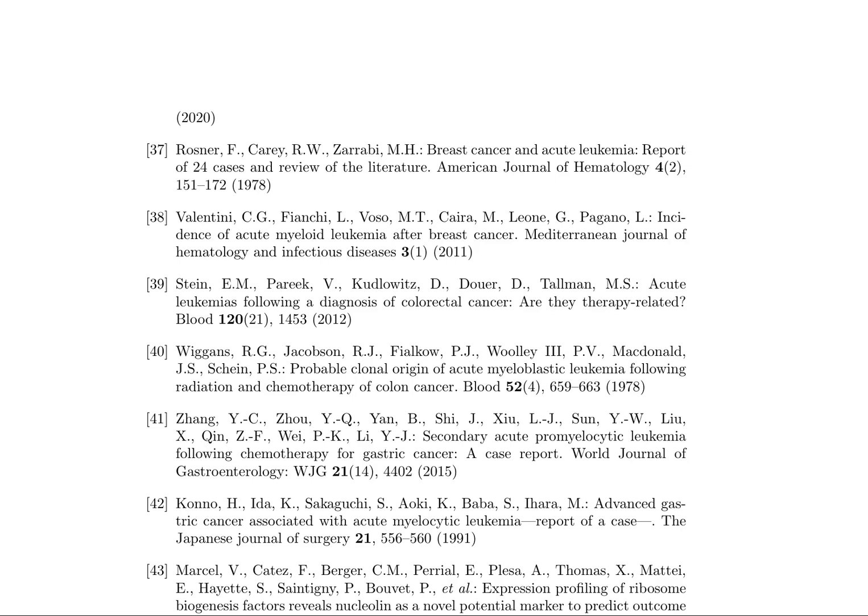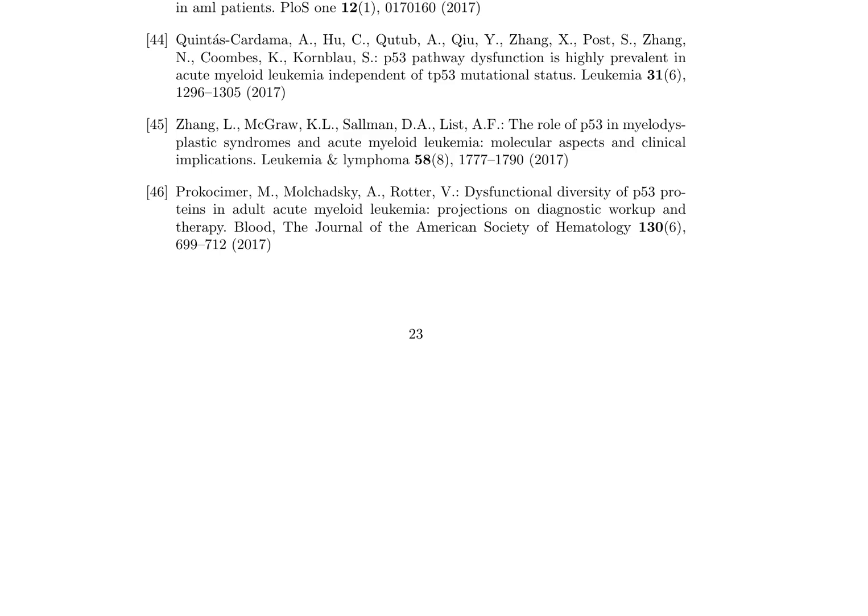Similarly, Stein et al. 2012 found a higher risk of AML in patients who had undergone chemotherapy and radiation therapy for colorectal cancer. Wiggins et al. 1978 suggested a probable clonal origin of AML in a patient who had received radiation and chemotherapy for colon cancer. Zhang et al. 2015 reported a case of secondary acute promyelocytic leukemia following chemotherapy for gastric cancer. Kono et al. 1991 also documented a case of advanced gastric cancer associated with AML.